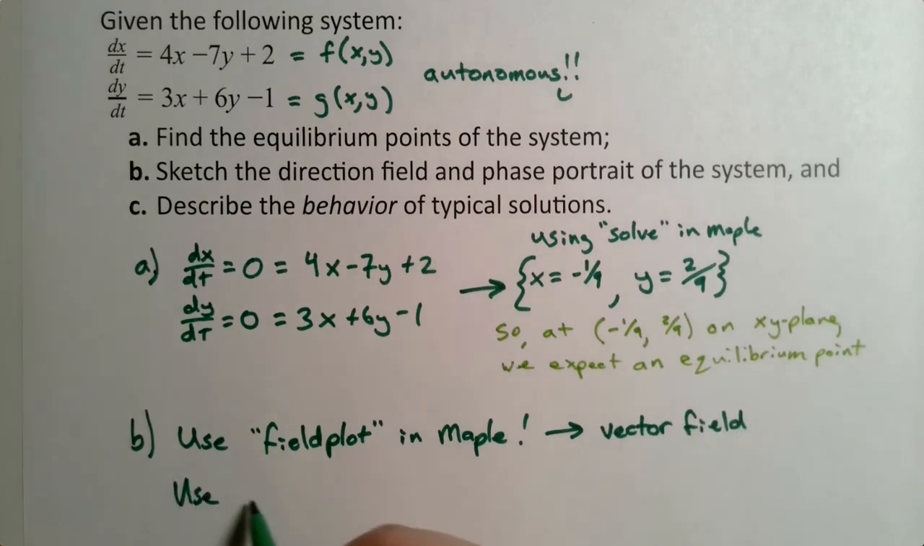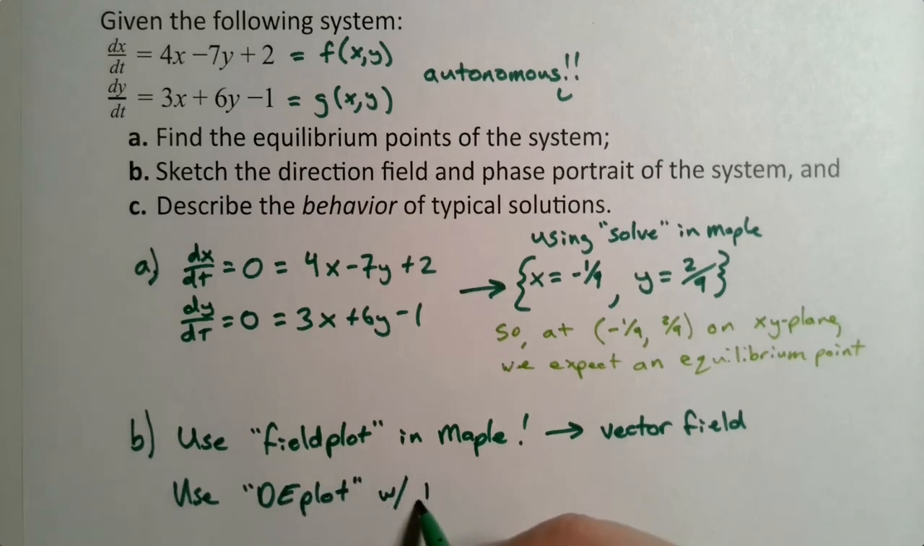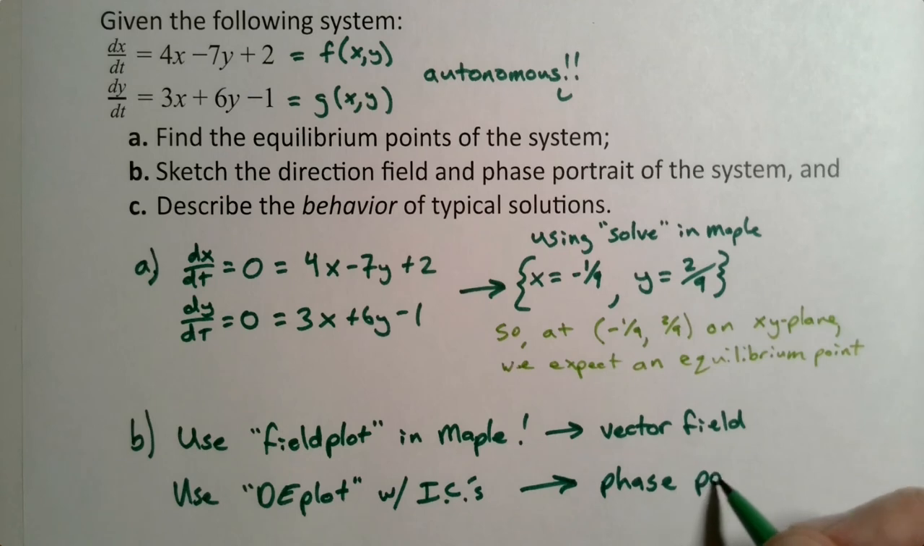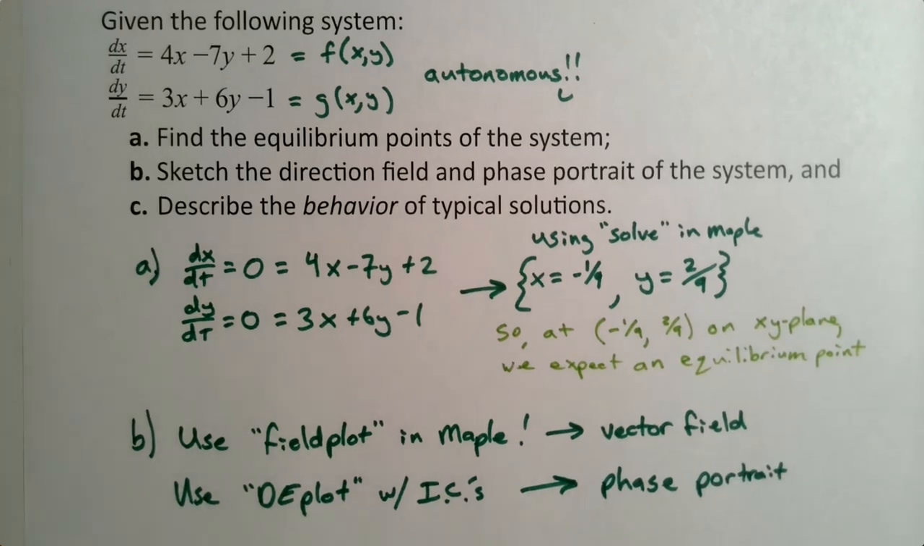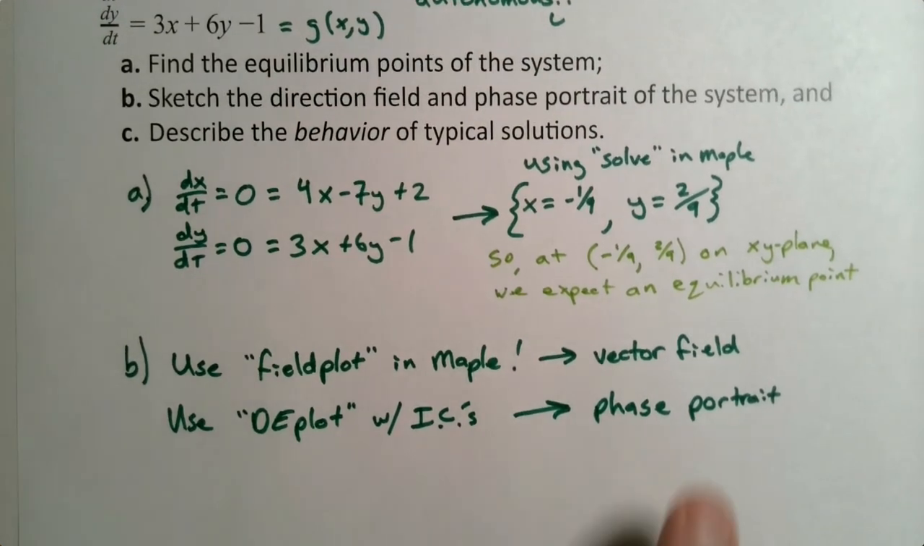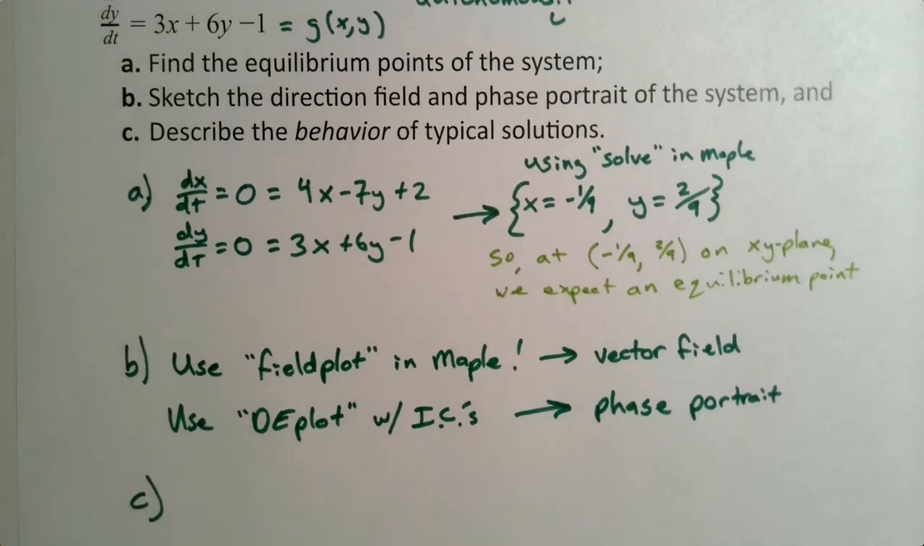And if you use DE plot with initial conditions, you can get the phase portrait. If there's no initial conditions, then we call it just the phase plane, right? So you have to have some initial conditions in order to get the phase portrait. And then part C, we can do that again. That's about describing the behavior of the typical solutions.